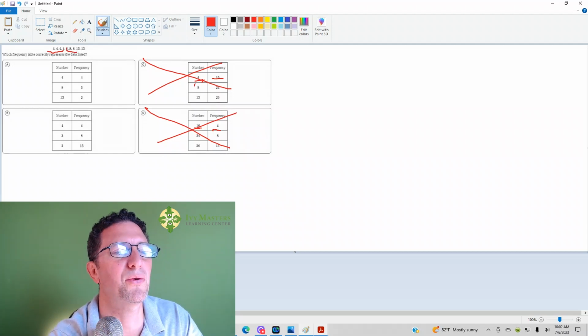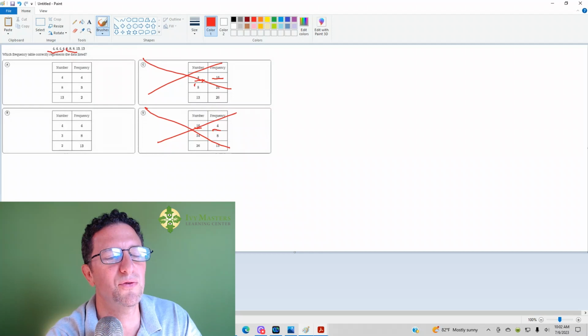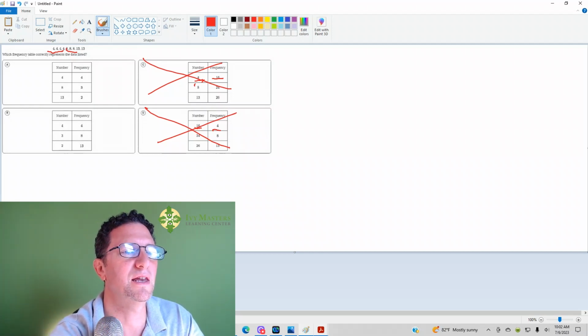8, 8, 8. We've got three eights. So the frequency for the eight should be three. In other words, the number is eight and it occurs three times. So A's got to be your correct answer. This is the number three occurring eight times.